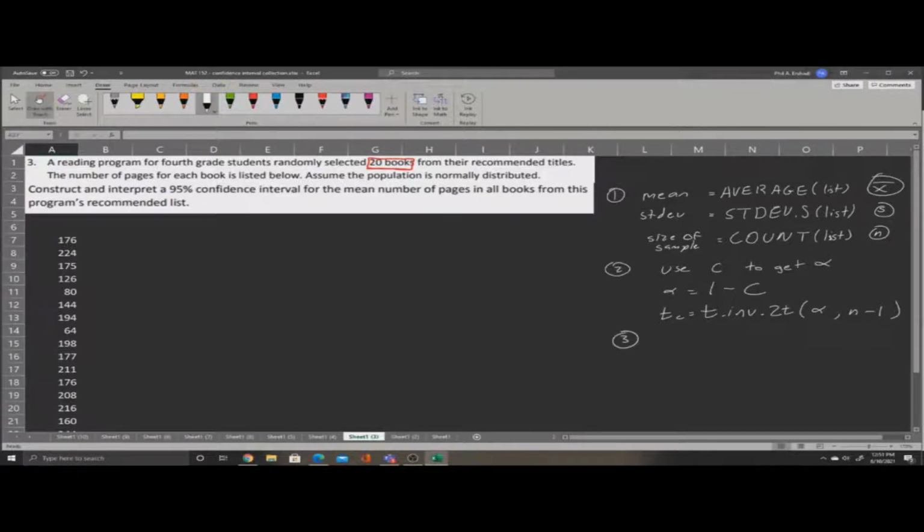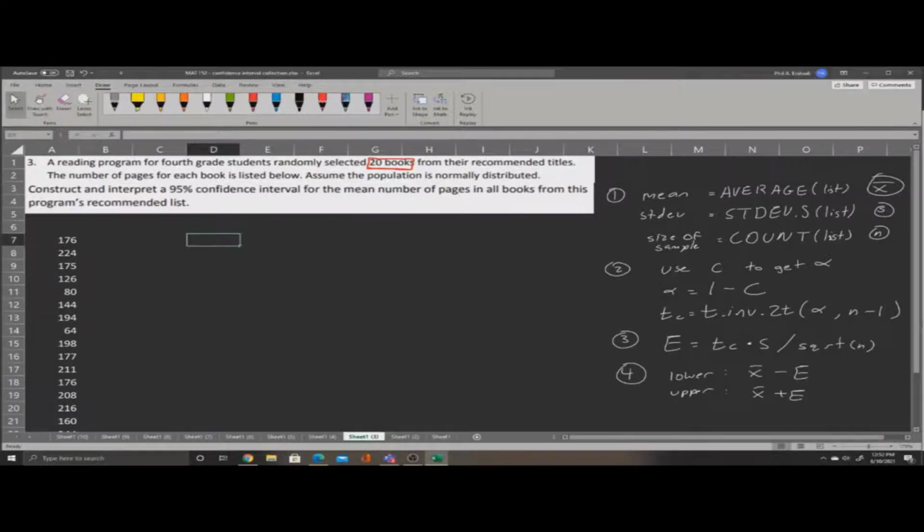Once we've gathered up all that information, we can say the error is equal to T critical times S divided by the square root of n. After we find error, we can say the lower is the mean, or x bar, minus the error, and the upper is the mean, x bar, plus the error. Now that we have our steps written out, let's get started.